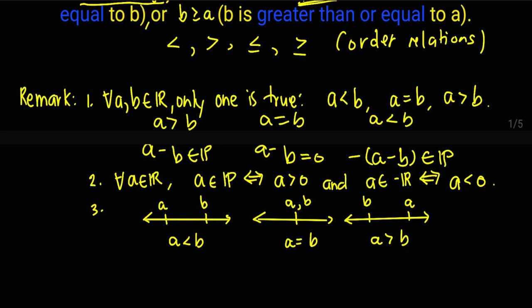So this tells us that we can now order real numbers. We can compare which is bigger and which is smaller. By convention, if A is less than B, then we put A on the left of B. If A is greater than B, then we put A on the right of B. And if A is equal to B, then they represent the same point. So A on the left of B means A is less than B. The second case, A is equal to B, they represent the same point. In the third case, when A is greater than B, then A is on the right of B.